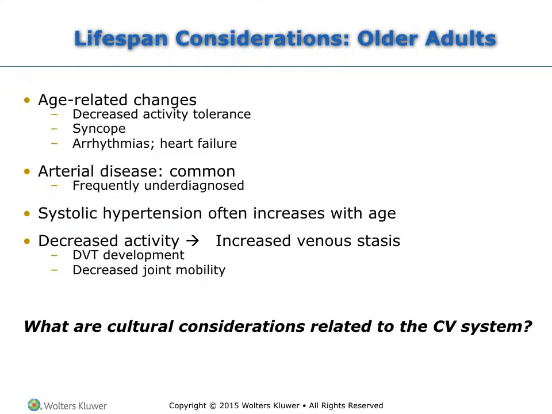Your textbook, each of the chapters that you were assigned to read this week, 17 and 18, include sections on cultural considerations related to the CV system, especially which ethnic groups we see cardiac disease in more commonly. It's important for you to become familiar with the cultural variations associated with the various body systems.